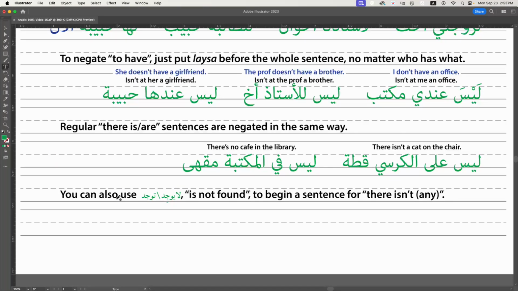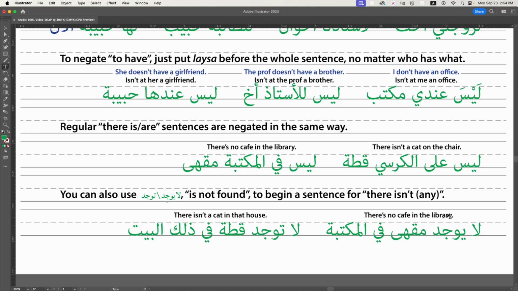And then finally, there's this word yujad for masculine or tujad for feminine, and put la before it. And this literally means is not found. And we can begin a sentence for there isn't any this way. And this is common in formal Arabic as well. So we could say la yujad maqha fil maktaba, isn't found a coffee house in the library. Or la tujad, because the qatta is feminine singular. So la tujad qatta fi dhalik al bayt. So is not found a cat in that house. And then of course what we mean is there's no cafe in the library.